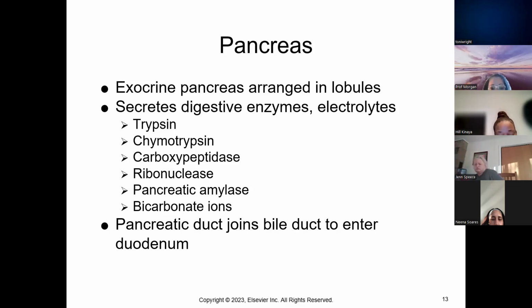Now you have to know these enzymes. So trypsin, chymotrypsin, carboxypeptidase, those are the three. Pancreatic amylase is another one. This helps to digest the carbohydrates, and the lipase will help digest fats. Enzymes are secreted in the inactive form. So they're not activated until they actually enter the duodenum.